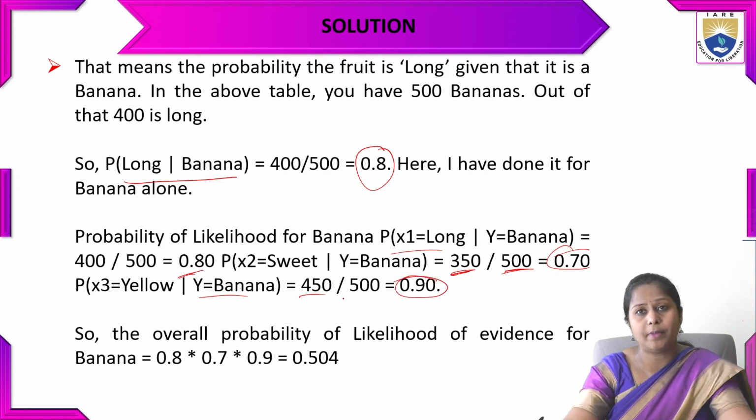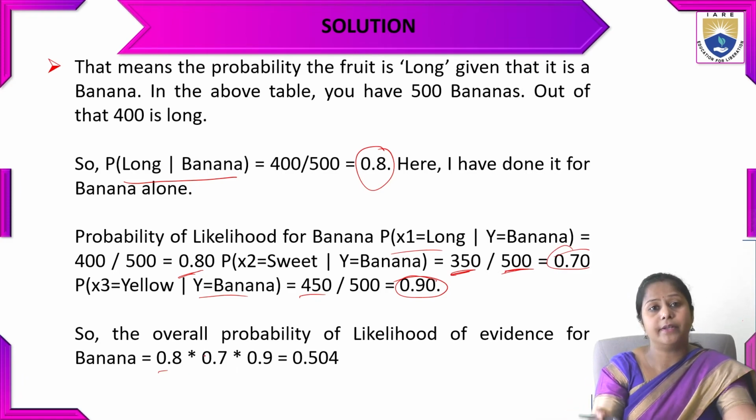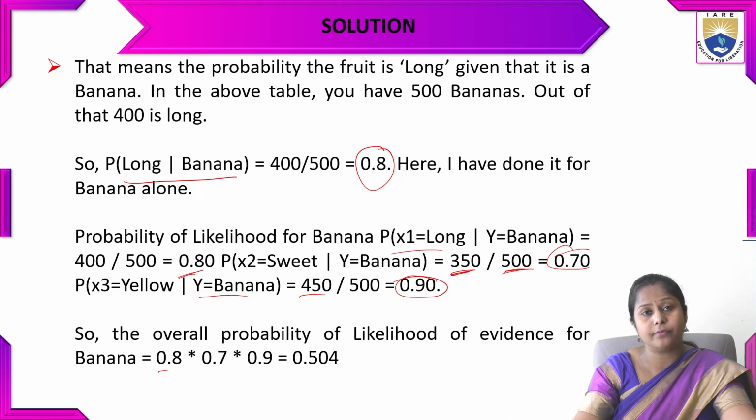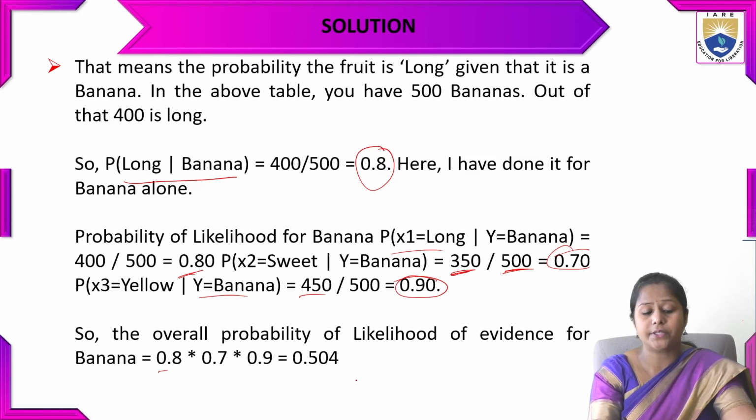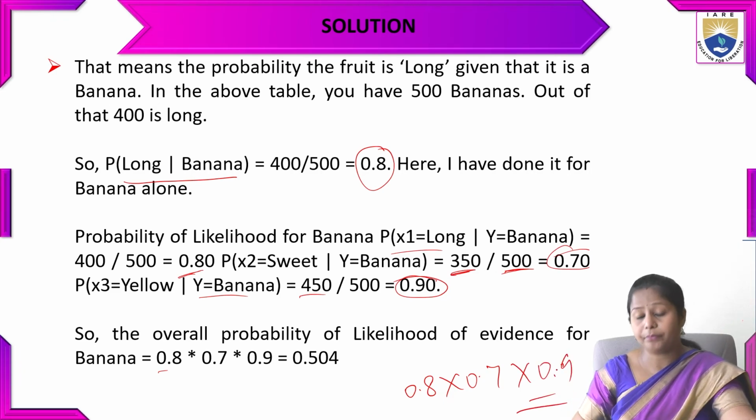So the overall probability of likelihood of evidence for the banana will come as the numerator. We have to multiply the three values: x1 is equal to long, 0.8, into 0.7 into 0.9. That will be calculated as the numerator.